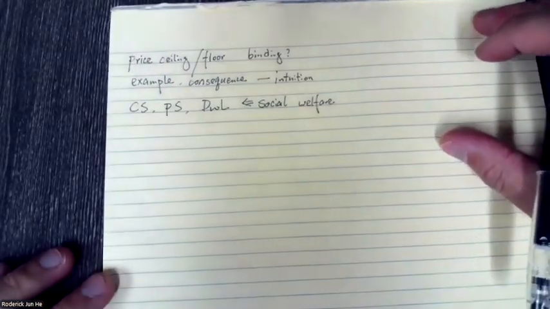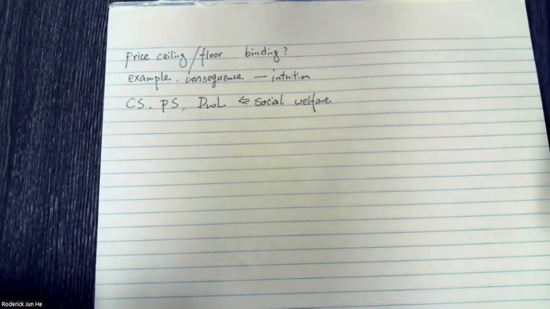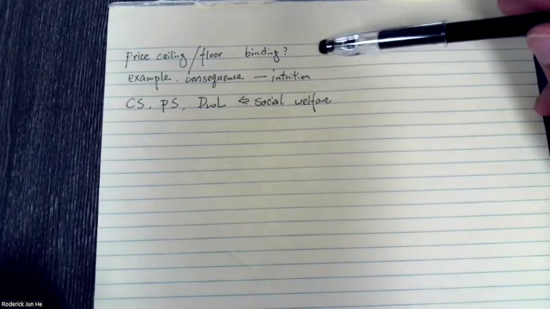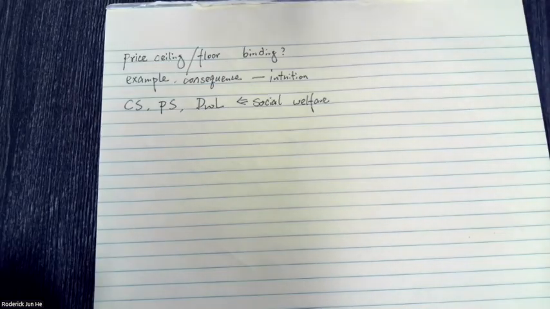Hello, everybody. In this video, I am planning to dive deep into price ceiling and price floor, namely price control. And we're going to follow this subsequent sequence. The first one is to discuss what they are and when they are binding, when they're truly effective. And then we're going to talk about examples of those price controls as well as the consequences in real life.